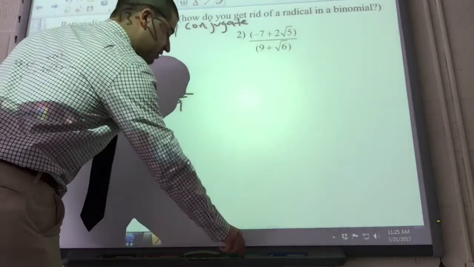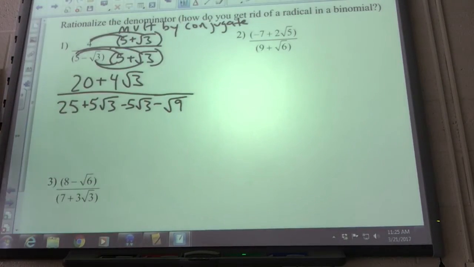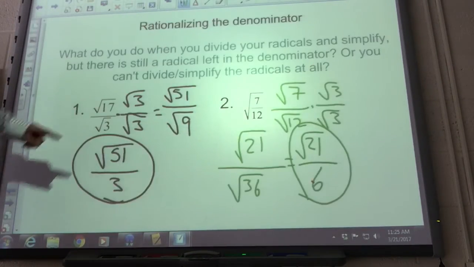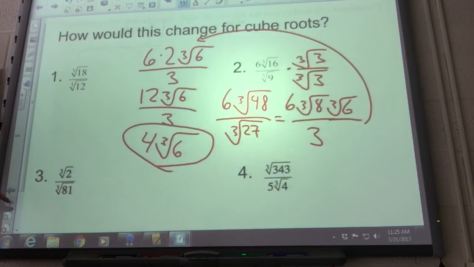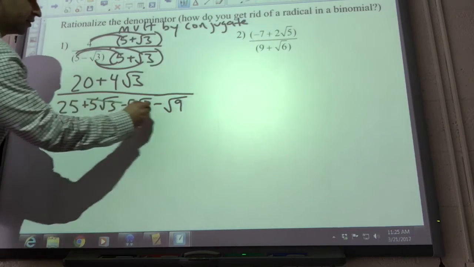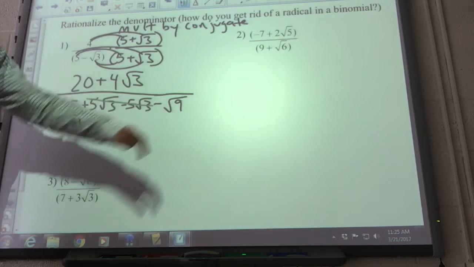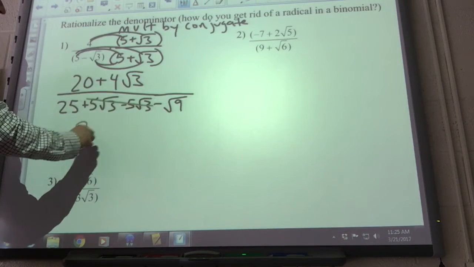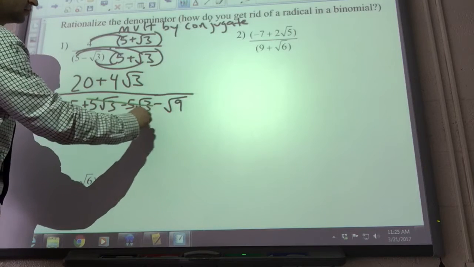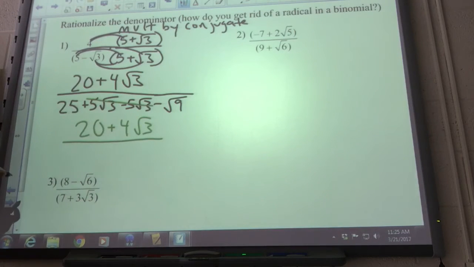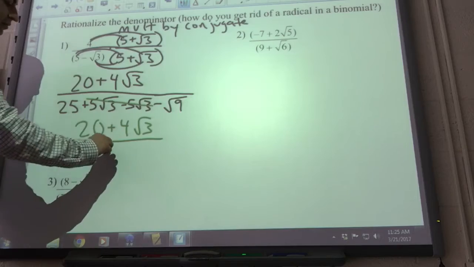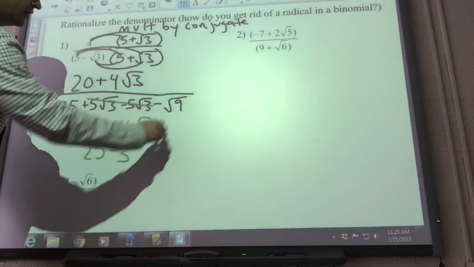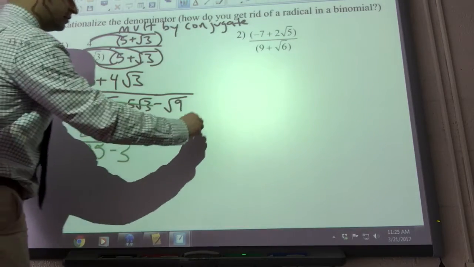So notice this does the same thing as what we were doing with our rationalizing before, creating a perfect square. This not only creates 2 terms on the bottom that will cancel, but a perfect square at the end. And that way we can get rid of any radicals in our denominator. And that's the real purpose of the conjugate. Because the square root of 9 is going to give us 3.